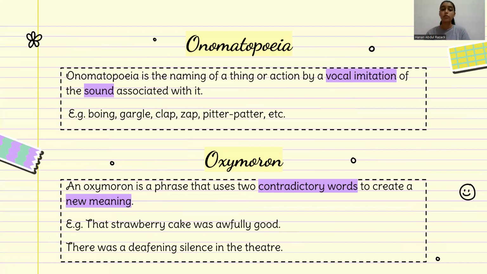Oxymoron. An oxymoron is a phrase that uses two contradictory words to create a new meaning. Example, that strawberry cake was awfully good. There was a deafening silence in the theatre.